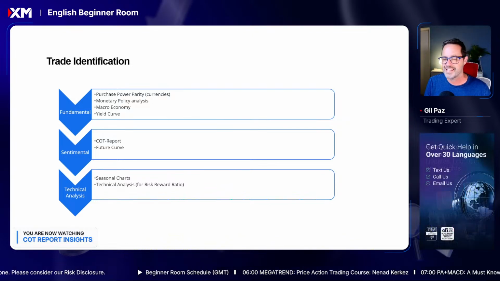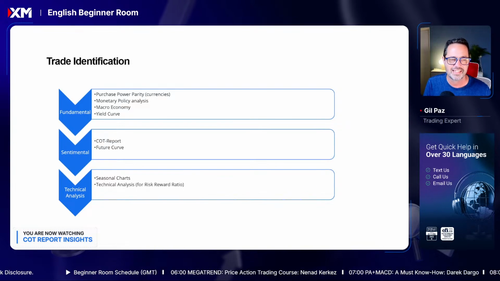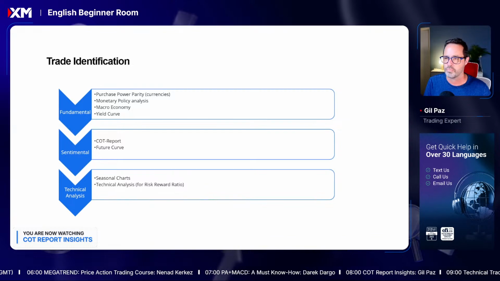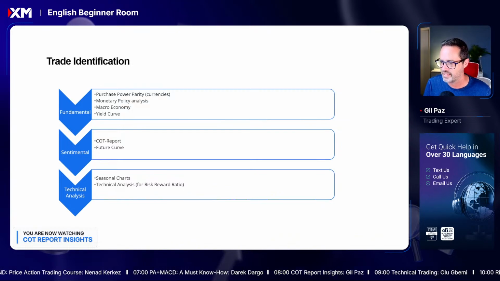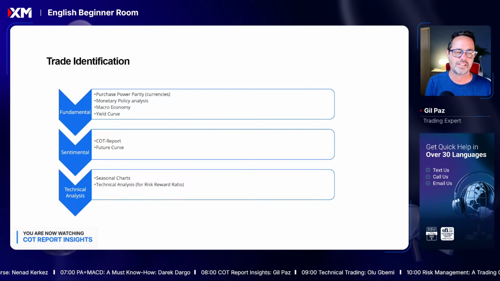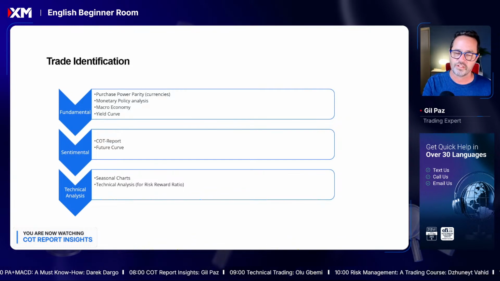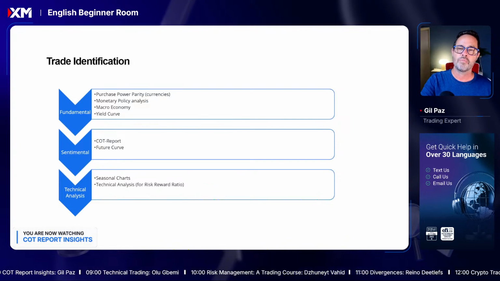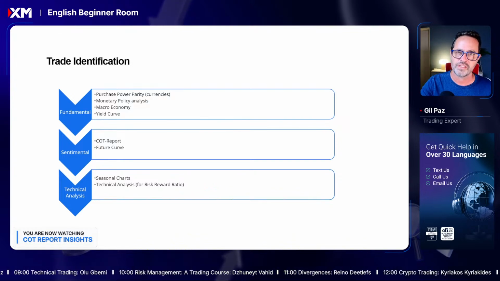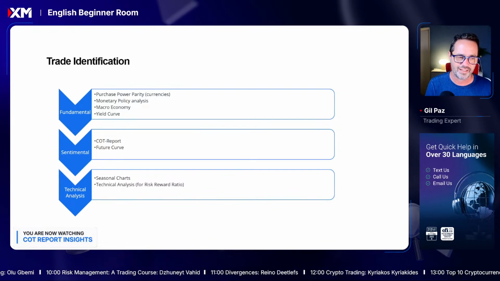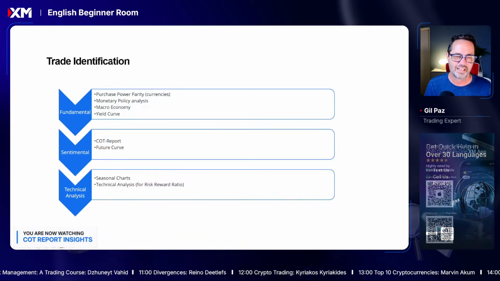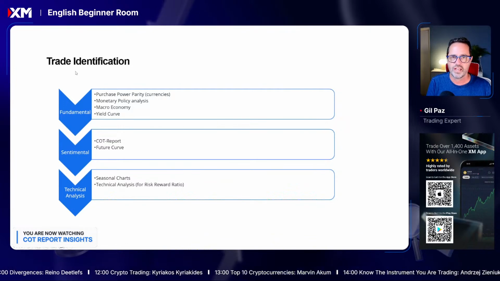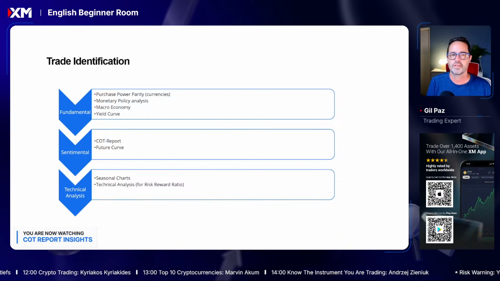Now, the second layer of my analysis is the sentimental analysis, and I make this through the COT report. What is sentimental analysis? Sentimental analysis means I am not looking at the fundamentals. I'm not looking at what is happening in the economy. I'm looking at the market participants that are moving the economy, right?